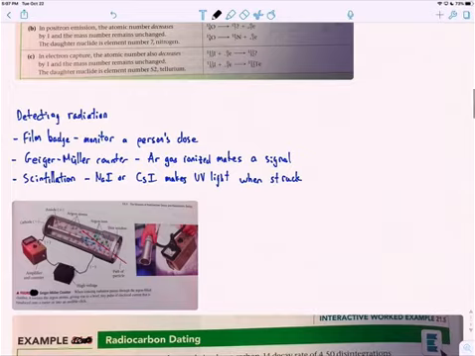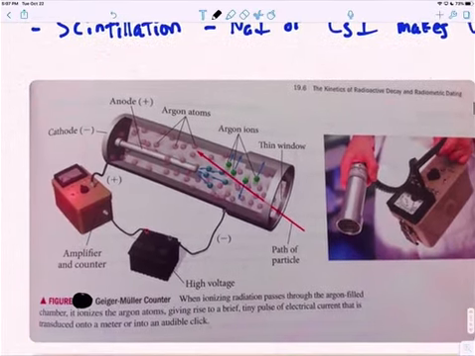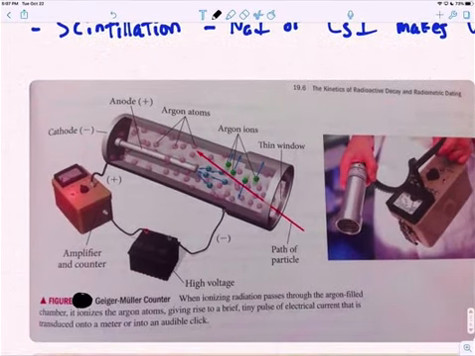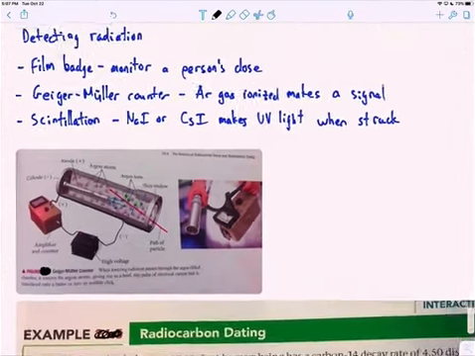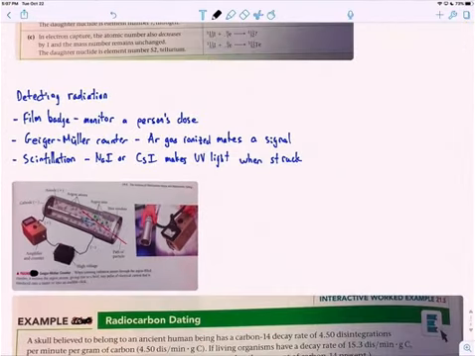This is a Geiger counter. You have argon gas, and if a particle goes through, it knocks off electrons, and then the detector detects the electrons. And that's really easy. It's the clicking one that goes click click click click click.